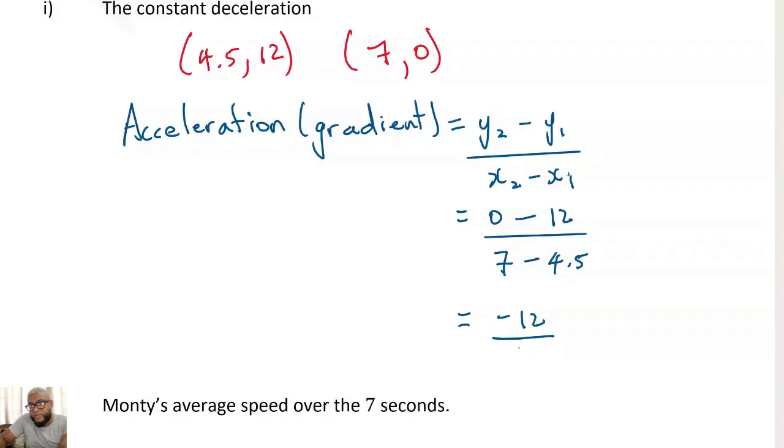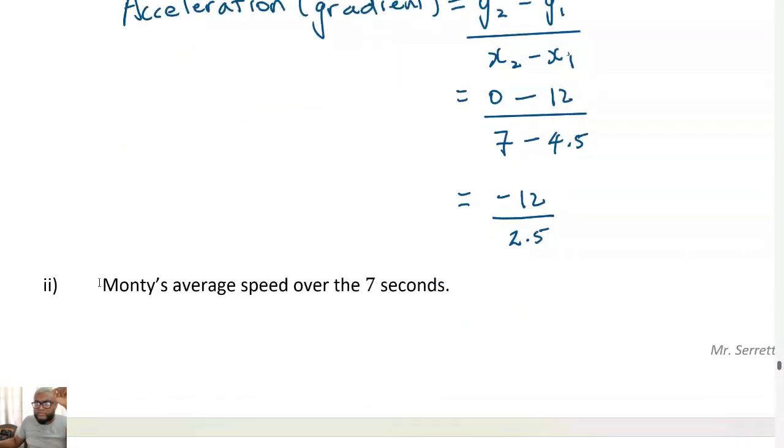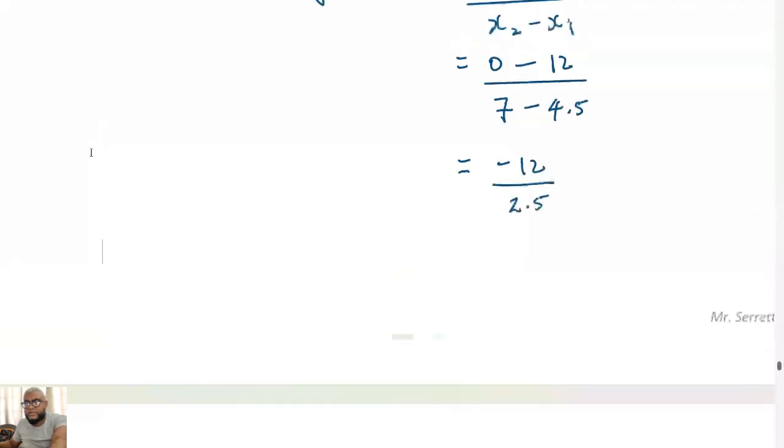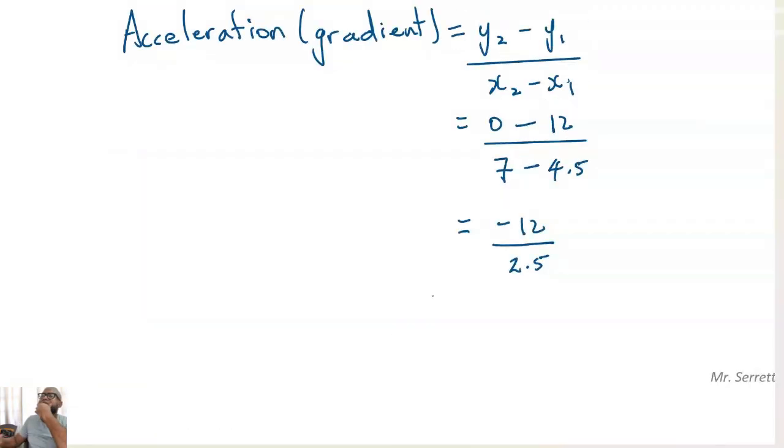So 7 minus 4.5 will be 2.5. Now, I want somebody to go on their calculator and do negative 12 divided by 2.5 and give me the answer. Whoever gets the answer first. Negative 4.8. And this will be negative 4.8 meters per second to the negative 2, right?